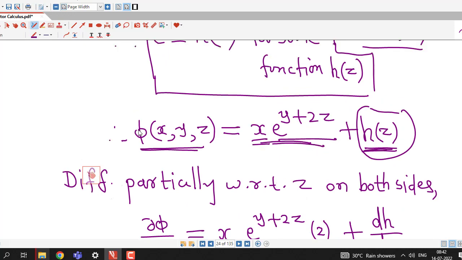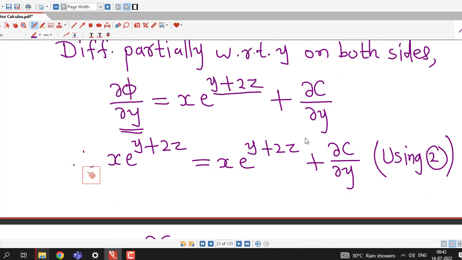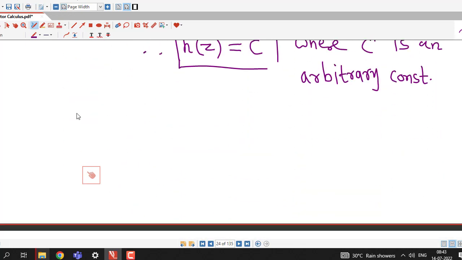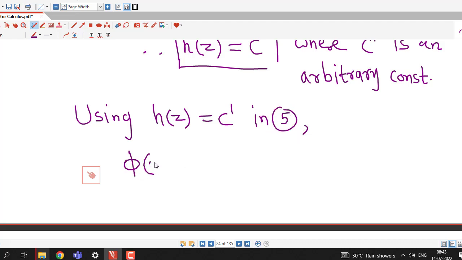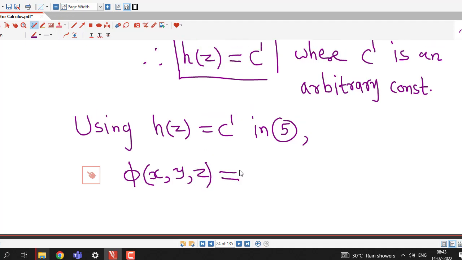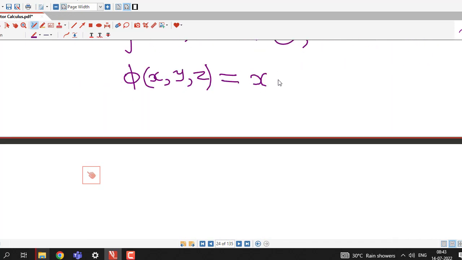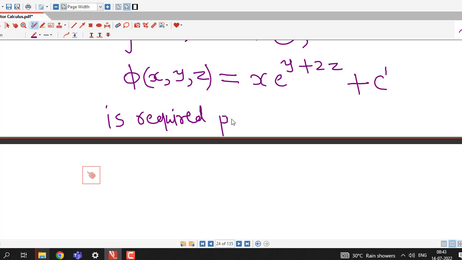So that we will obtain our potential function phi of xyz is equal to x e raised to y plus 2z plus c dash. So we can give this number 5, and we can write that using h of z equal to c dash in 5, we obtain the required potential function. We have phi of x, y, z, let me check again, phi of x, y, z is x e raised to y plus 2z plus c dash. So this is required potential function for given conservative vector field f bar.